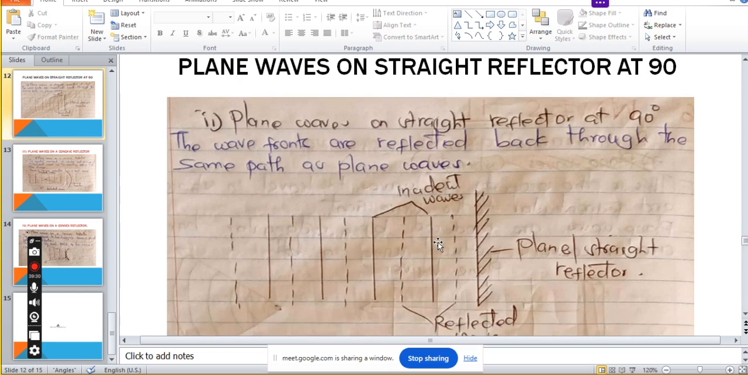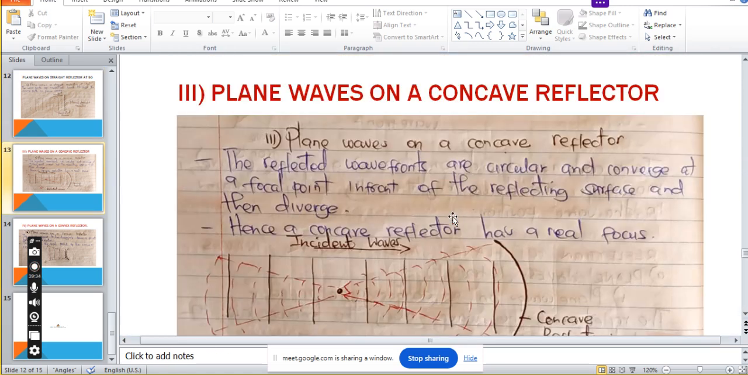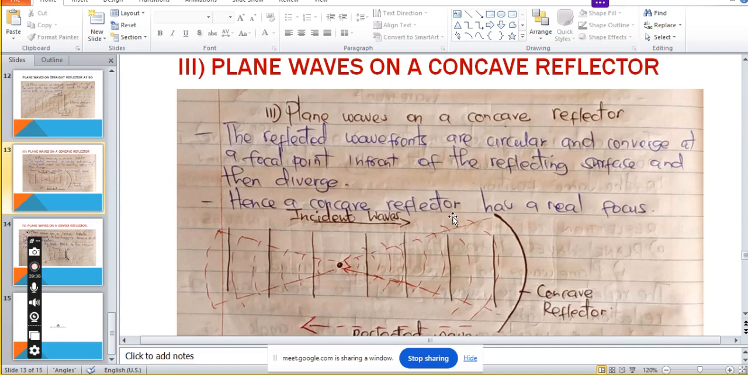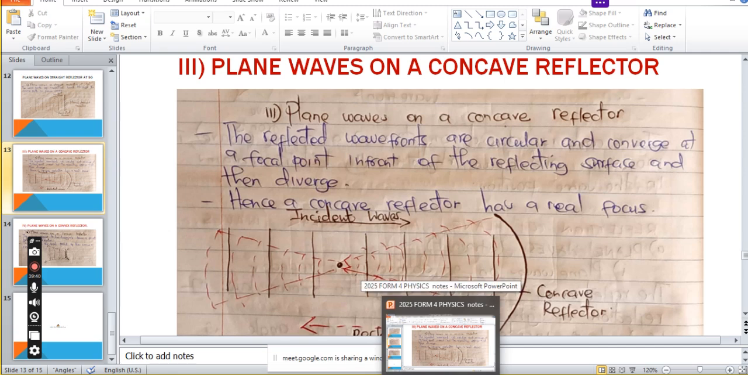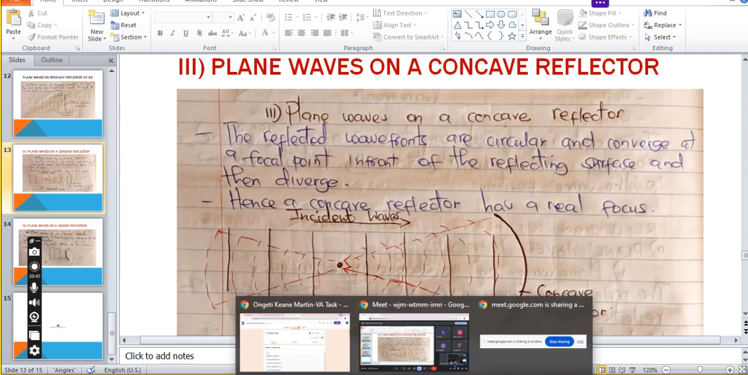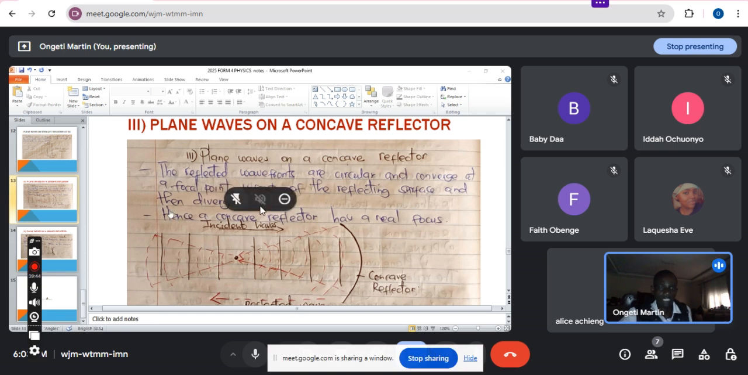Now, what if we have plane waves? We've talked about plane waves on a straight reflector. Now let's look at plane waves on a concave reflector. So this time round, we are going to look at the plane waves, but on a concave reflector.